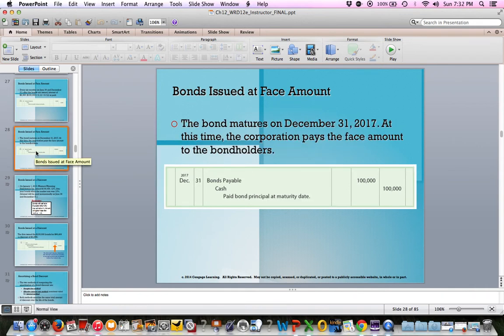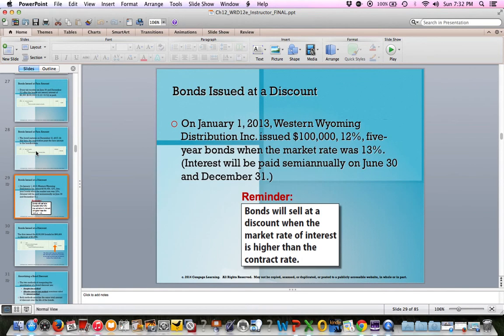When the bond matures, I repay the principal, so then I would debit bonds payable and credit cash. Okay, so that's the very basic, simple bond issue, bond interest, and bond repayment entries. Now let's look at selling the bond at a discount.